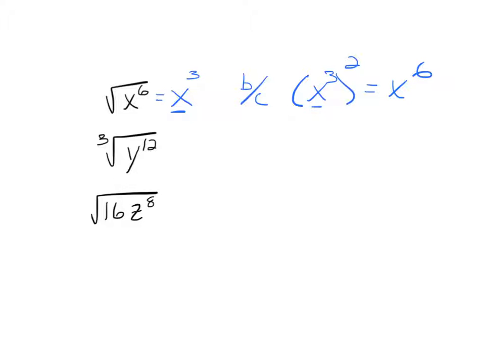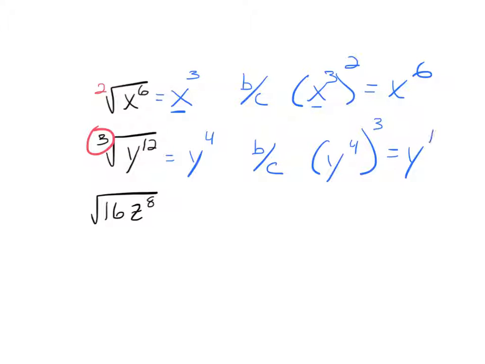And that is because we have our rules of exponents, that when we raise an exponential expression to an exponent, we multiply the exponents. In this next example, the cube root, again this index of 3 is important, and this index here was a 2. But we're looking for the cube root of y to the 12th. That answer is y to the 4th. And that's because if we took y to the 4th and raised it to the third power, we would get y to the 12th.